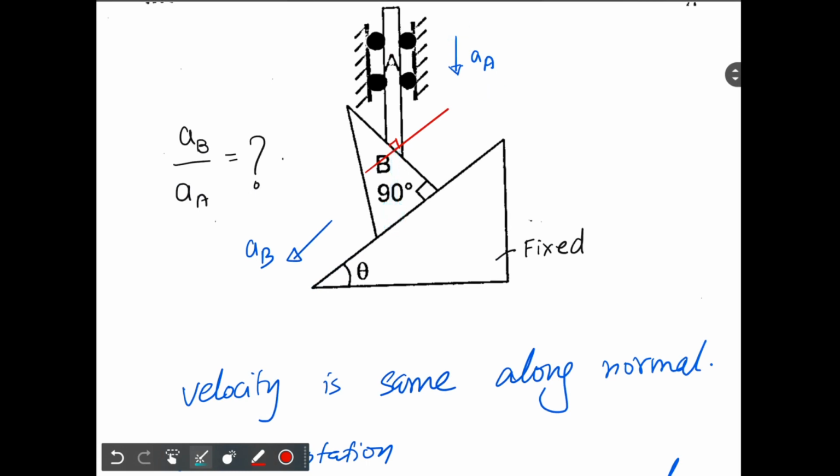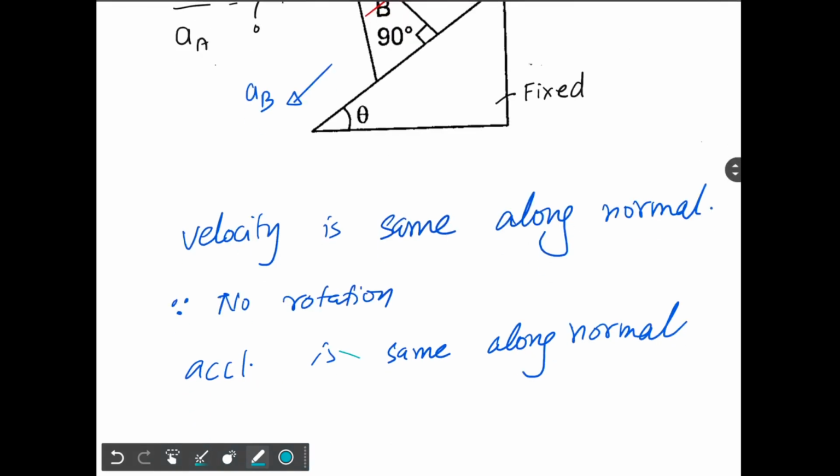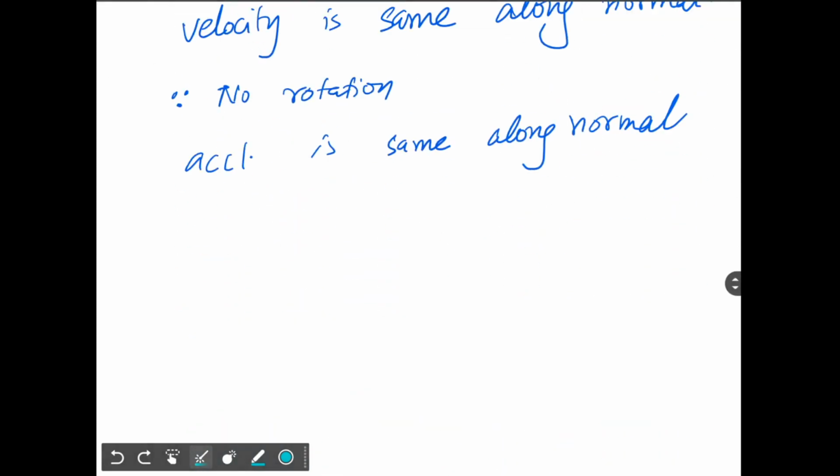So AA is downwards, so its component along the normal will be how much? This is my AA and this is my normal, the common normal. So the component of AA along the normal will be AA sine theta. So according to this statement, AB should be equal to AA sine theta. So AB by AA will be sine theta. That's it.